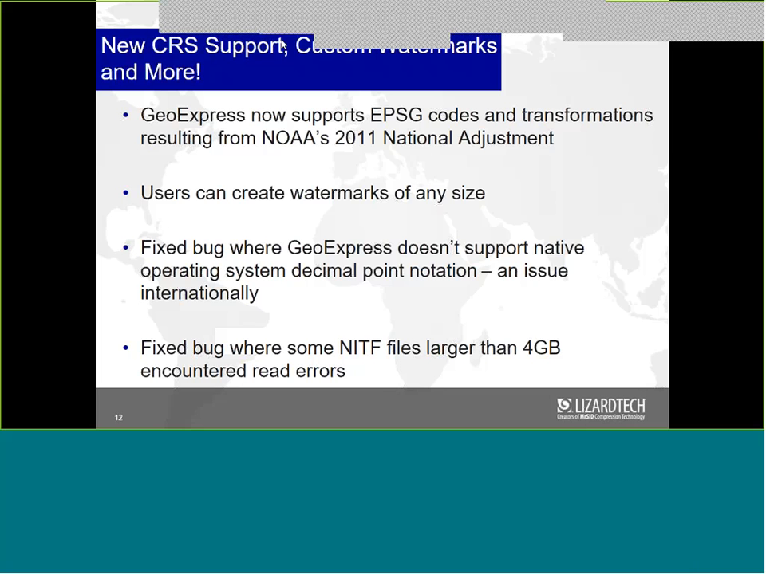And this next one, number 3, I know has been a big pain internationally, where decimal points are commas instead of actual points, for example. But we fixed a bug where GeoExpress doesn't recognize and support native decimal point notation in the operating systems of the computers in the different countries. So no more issues related to that.